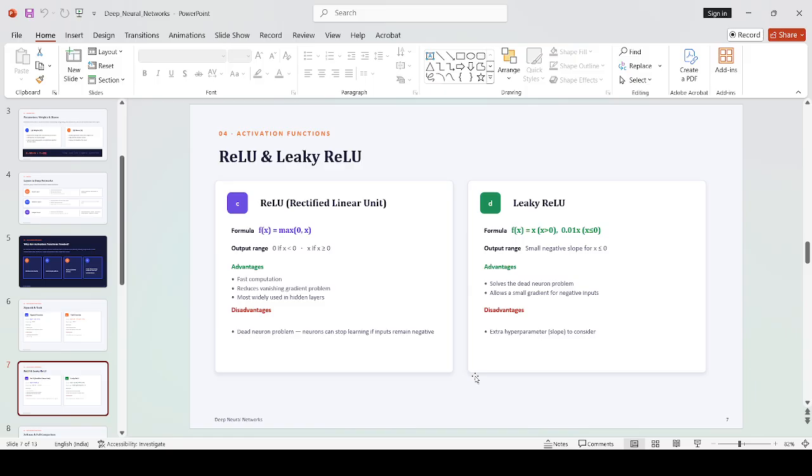However, ReLU has one limitation called the dead neuron problem. If a neuron's input remains negative for a long time, it may stop learning completely. To solve this issue, leaky ReLU was developed. Instead of outputting 0 for negative values, leaky ReLU allows a very small negative slope. This small modification keeps neurons active during training and improves learning performance.